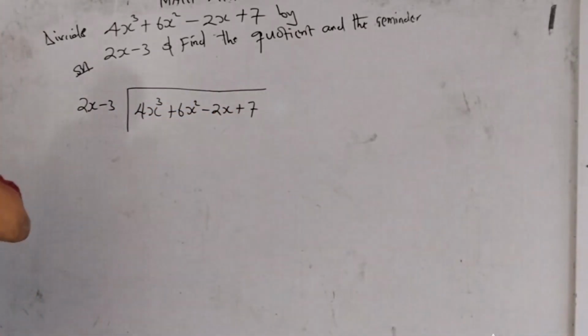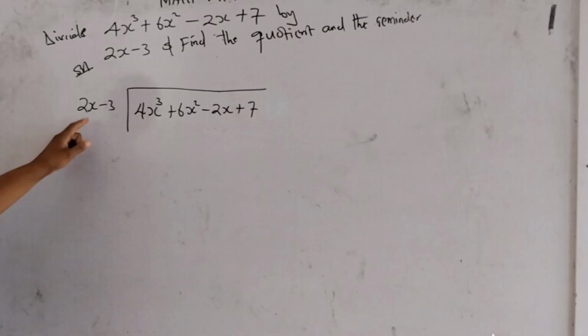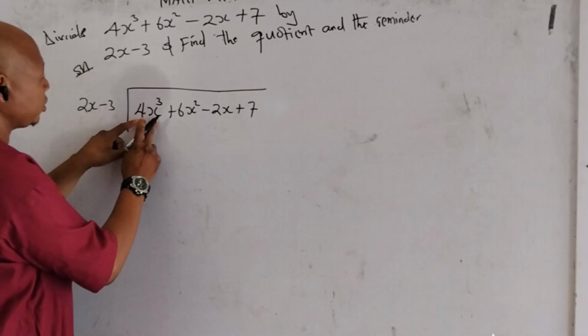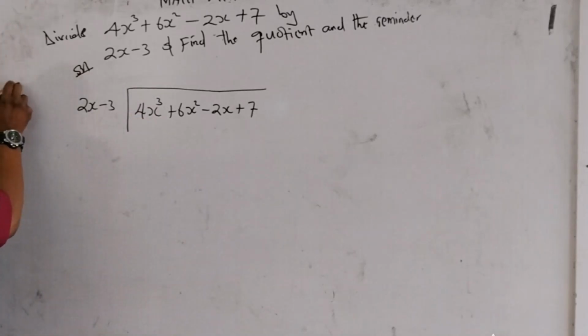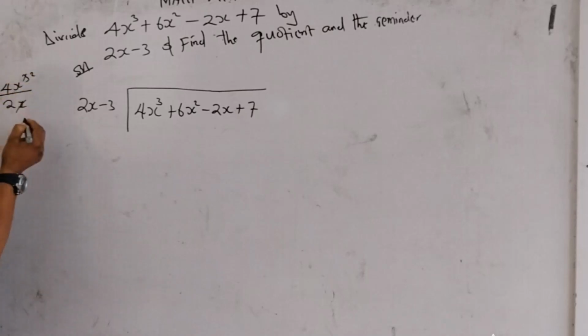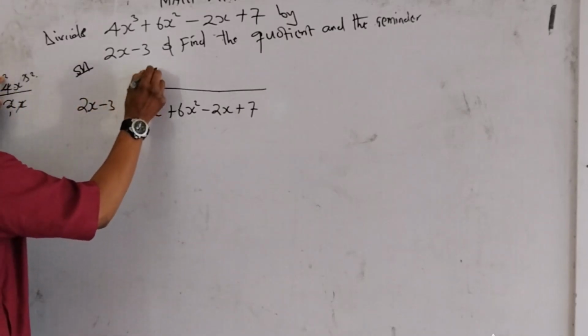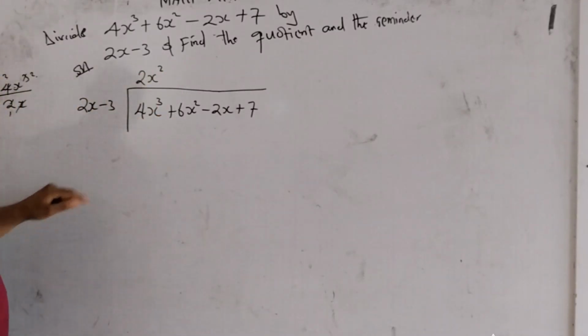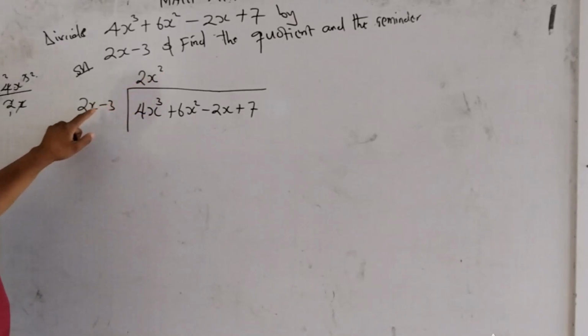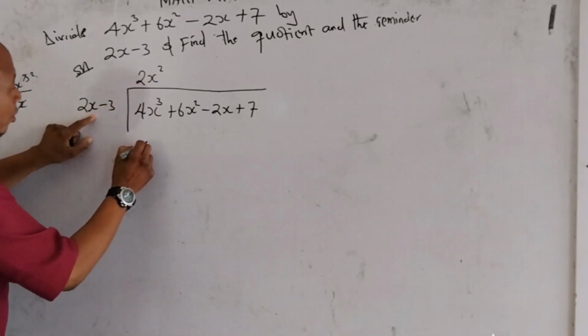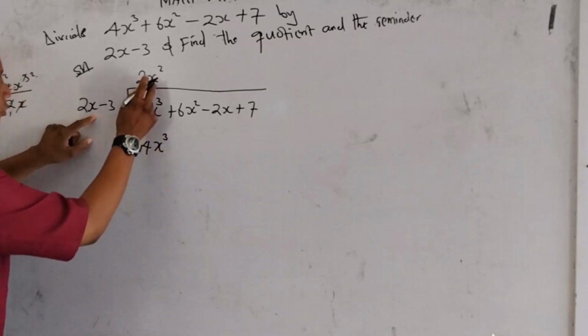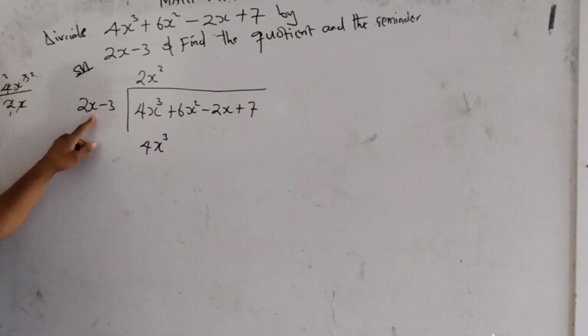So now to find the quotient, we are going to divide this by 4x cubed, meaning 2x will go into 4x cubed how many times? That is to say, we have 4x cubed divided by 2x. This x will reduce 1x here, leaving 2x, right? 2 will go here 1 and 2 will go here 2. So we have 2x squared. So I have 2x squared here, meaning 2x squared times this 2x will give me 4x cubed. If you multiply it back, you are going to have the same value.